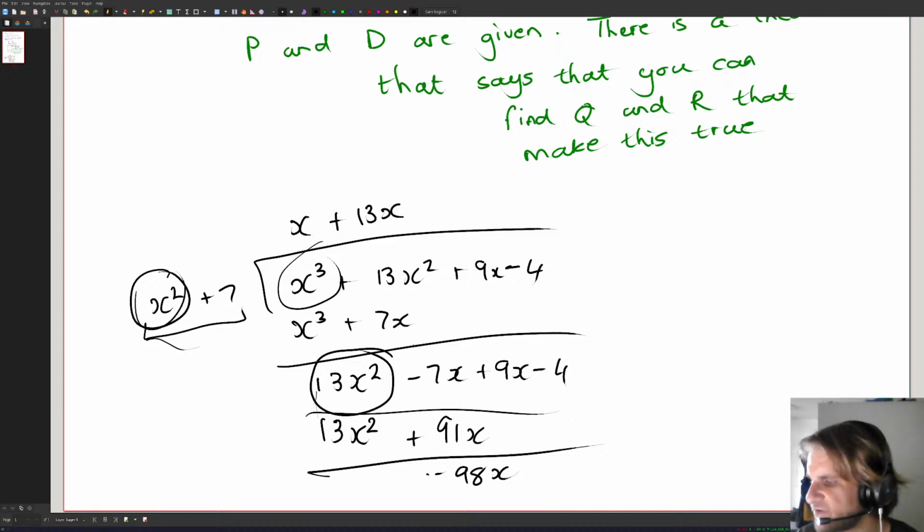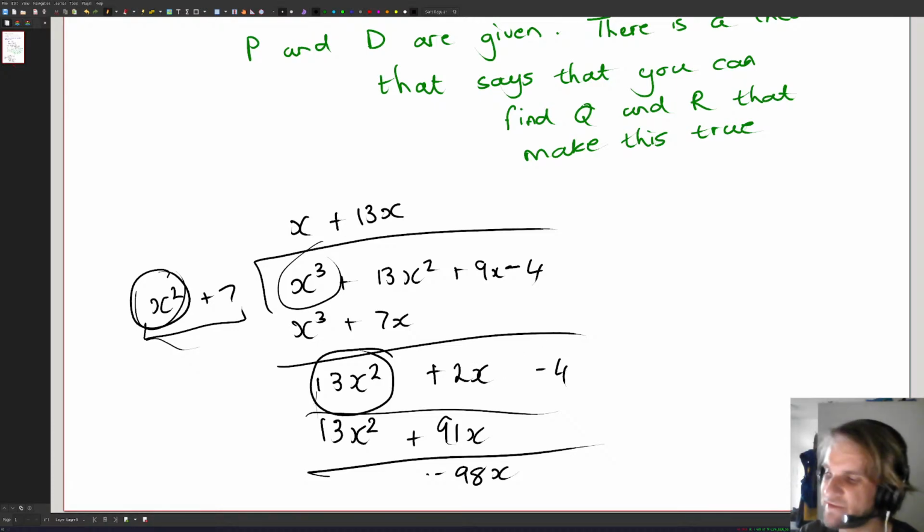I've already done something stupid. So this minus 9x, minus 7x plus 9x is plus 2x. That doesn't really matter. I still get the 91x over there. This 13x squared was right. So the thing I have to multiply by to make the initial terms match up is still 13x. And so when I subtract these, I don't get minus 98, I get minus 89x minus 4.